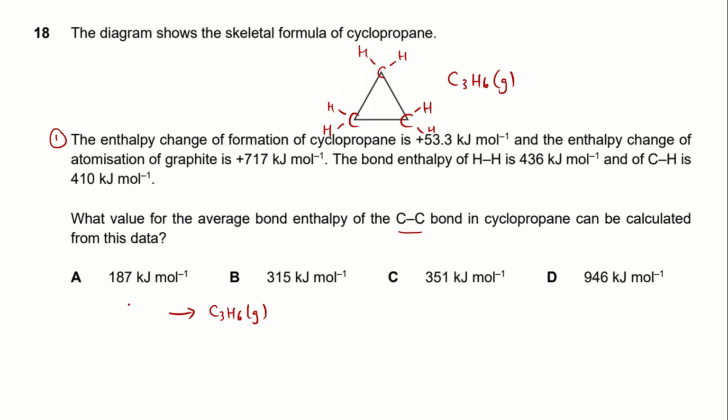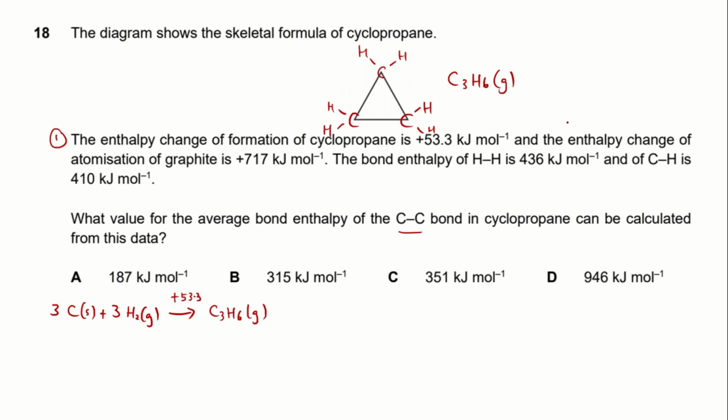from its elements. We have carbon, we have hydrogen here. So its elements will be carbon, standard state, solid. I need 3 carbon. Hydrogen, the element will be H2 gas. 6 hydrogen atoms here, that means I need 3 H2 molecules. The enthalpy change value for this reaction will be positive 53.3.